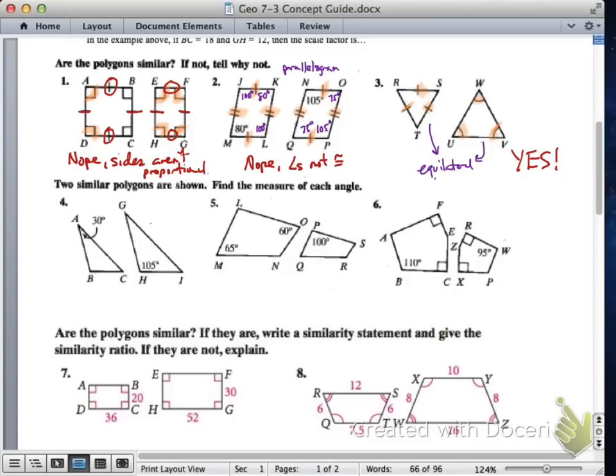Okay, I'm going to do number 4 with you and let you try 5 and 6 on your own. On number 4, we've got these two triangles. It tells us that these are similar polygons, so that means the angles have to be congruent. What are the corresponding pieces here? Angle A is going to be equal to angle G, and angle B is going to be equal to angle H. So how can we figure out what angles C and I are? Well, those two triangles both have to add up to 180, so both of those missing angles are equal to 45. Why don't you give number 5 and 6 a shot here, and I'll show you the answers in a moment.